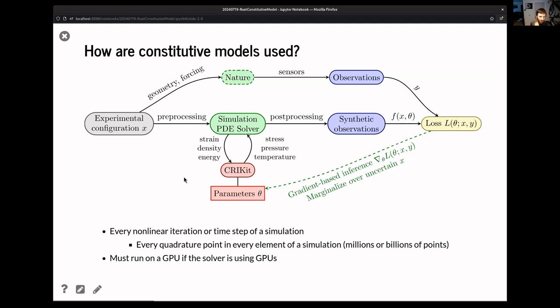Constitutive models are very performance sensitive because at every nonlinear iteration, with some data structures even every linear iteration, at every time step of the simulation, at every quadrature point in every element of the simulation, this is millions or billions of points per second that are likely to be visited. You have to evaluate these constitutive relations. And if the outer solver runs on a GPU, then you really need the constitutive models to also run on a GPU because it's so data and compute intensive that it would be a prohibitive bottleneck otherwise.